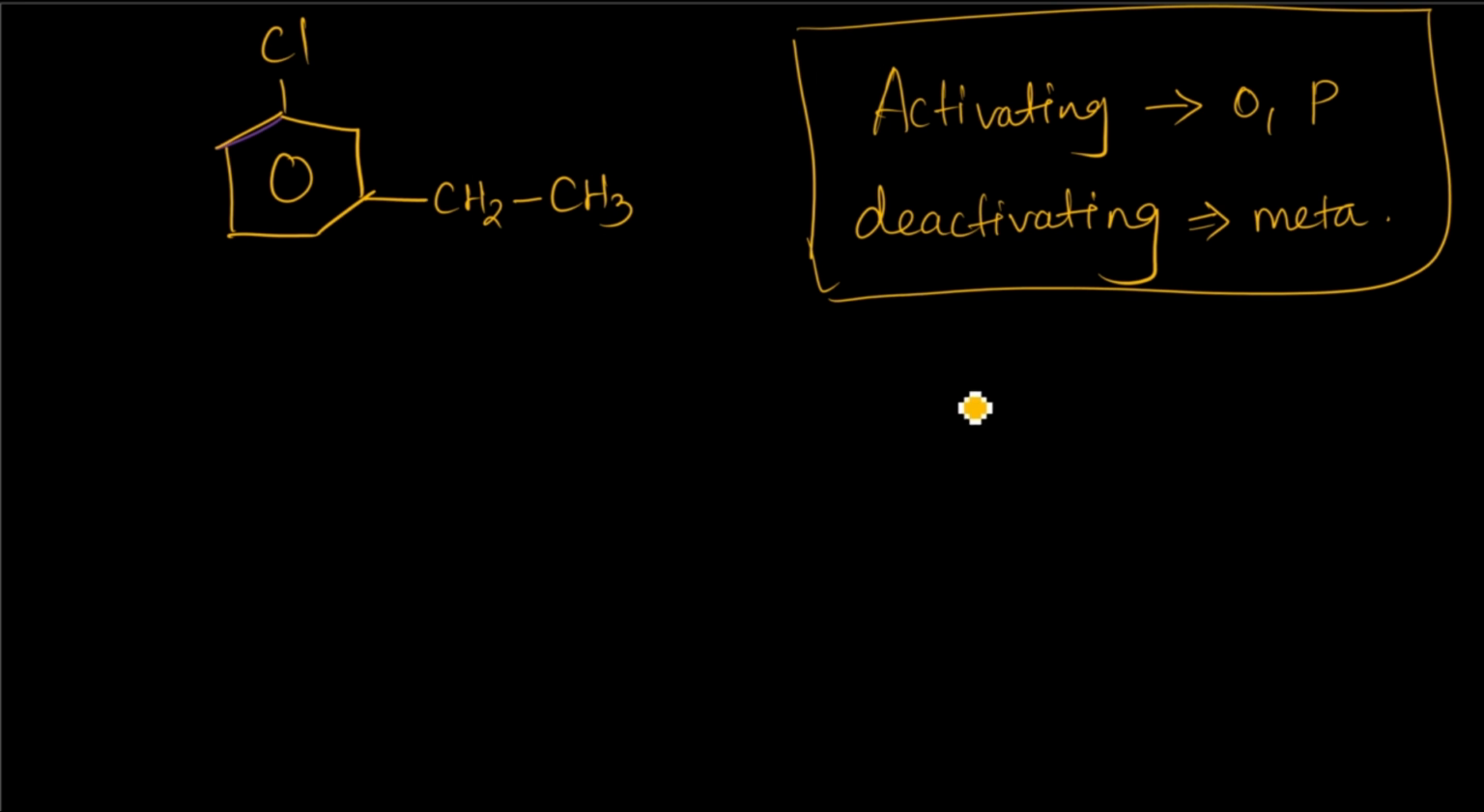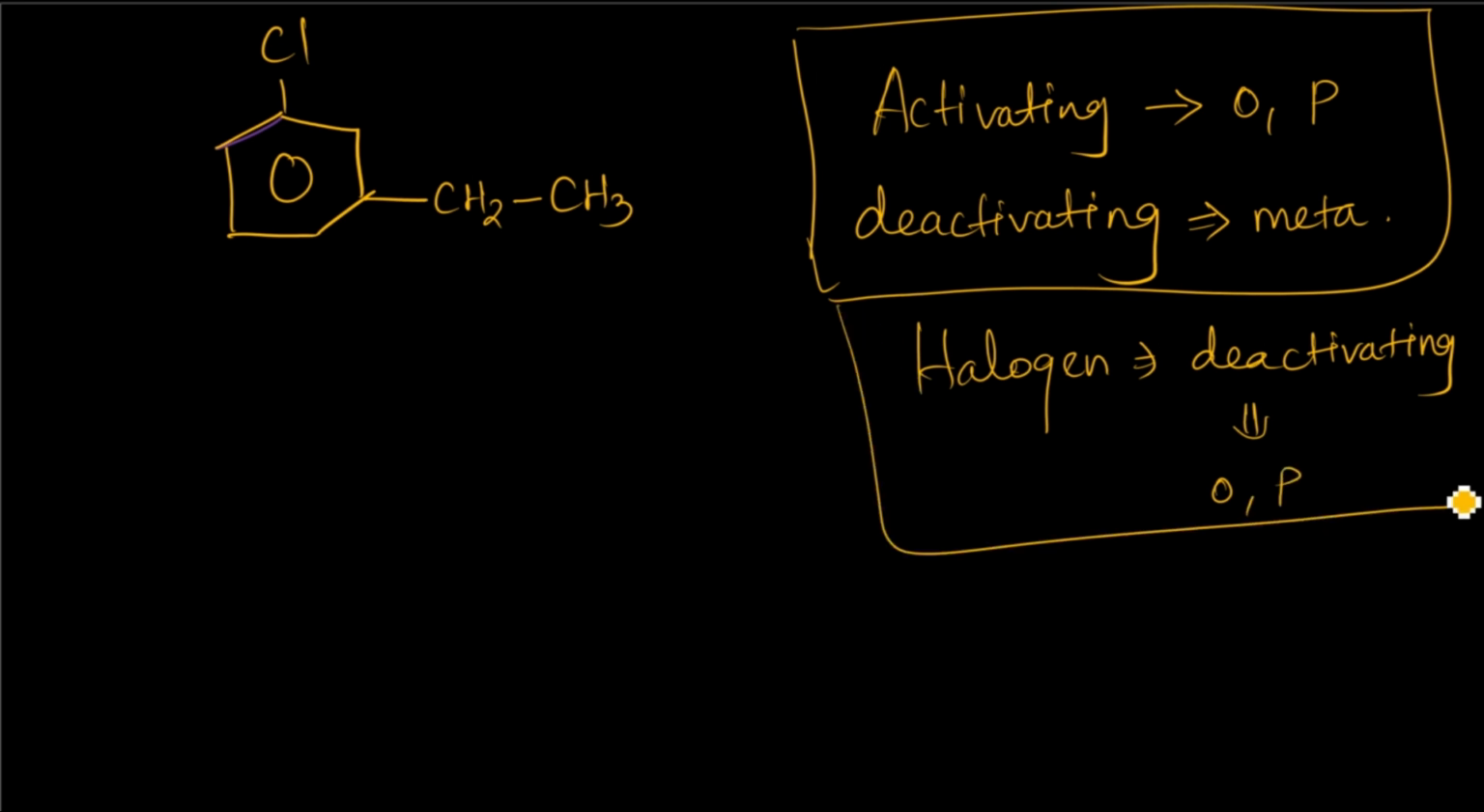And one more exception is there, that is halogens. They are deactivating but direct the incoming electrophile to ortho and para positions. So these 3 points you need to know for electrophilic aromatic substitution. Okay, so let's see what we have.